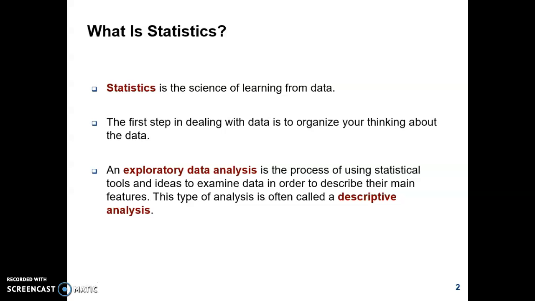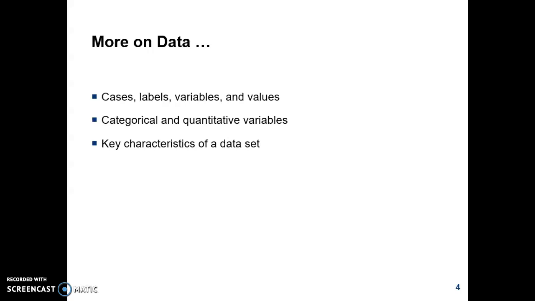So when we talk about exploratory data analysis, it's actually the descriptive analysis. And there we'll talk about the mean, the median, the mode, first quartile, the third quartile, things like that. So we're going to set up some type of survey or experiment typically to gather some data to answer questions we think statistics could answer. The data involves things called cases, labels, variables, and values. Our main first distinction is between categorical and quantitative variables. And we want to look at some key characteristics of a data set.